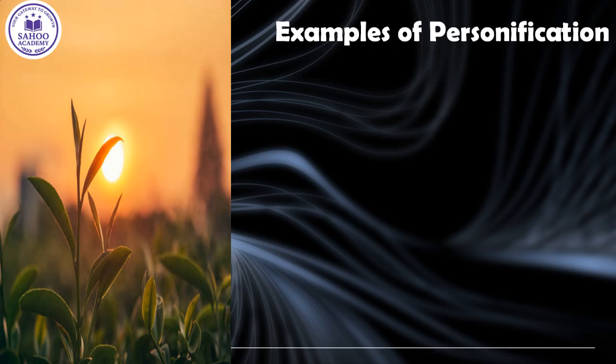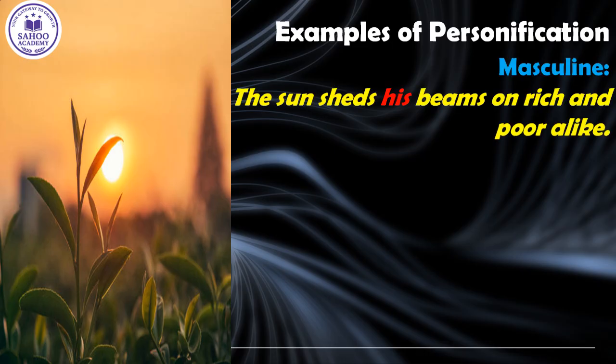Now, let's see personification through classic examples. First, the masculine. The sun sheds his beams on rich and poor alike. Here, the sun is not a non-living being. It is a powerful and generous king. He impartially bestows light and warmth on everyone.